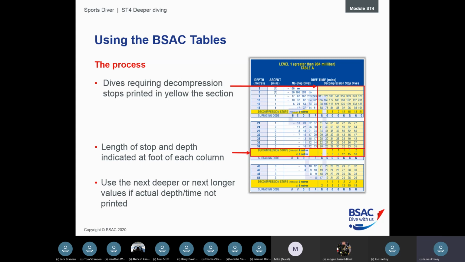And again, as with normal BSAC tables, you use the next depth or the next length of time if your actual time or depth isn't actually there.